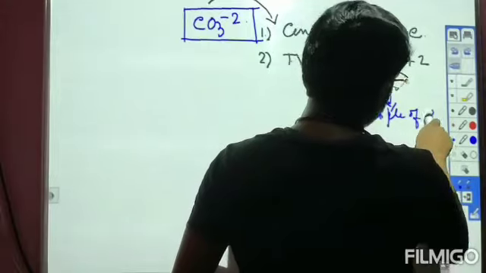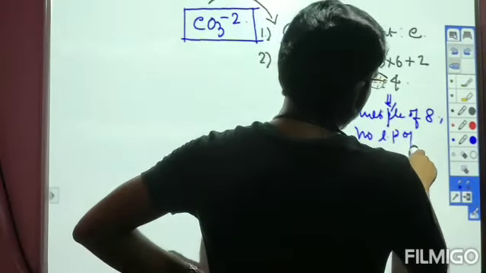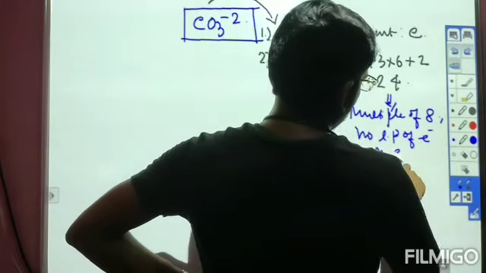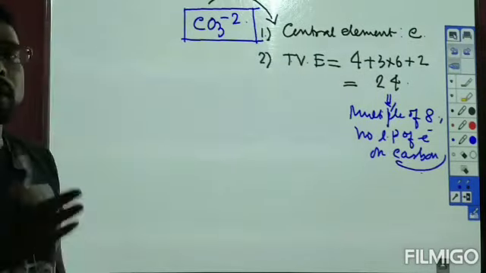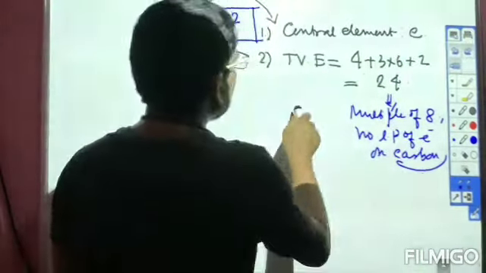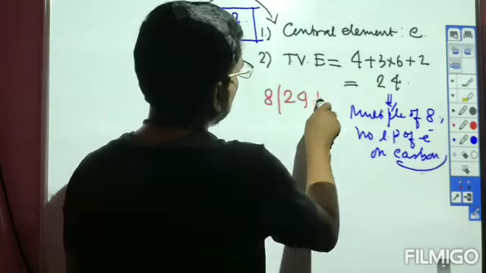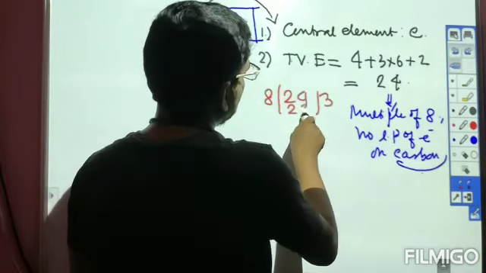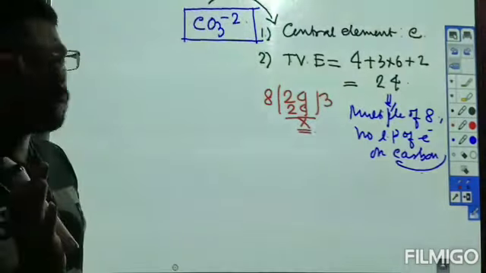Multiple of 8 means no lone pair of electrons on carbon. If this is difficult to understand, just divide it by 8. Then 8 threes are 24. No remainder means no lone pair.